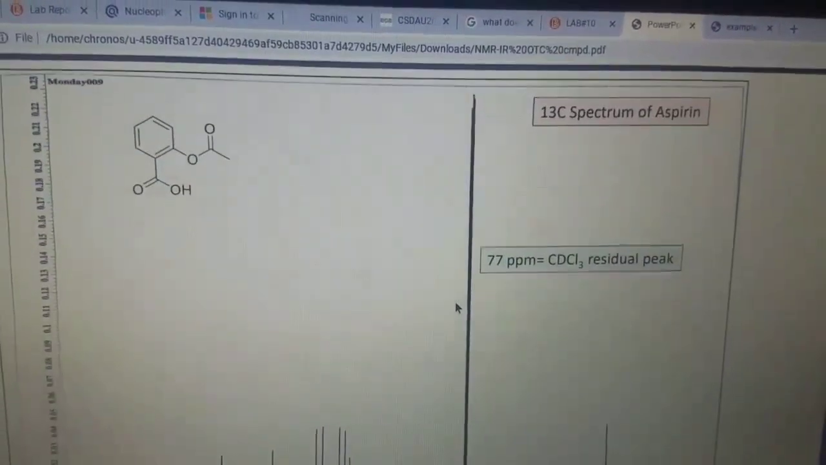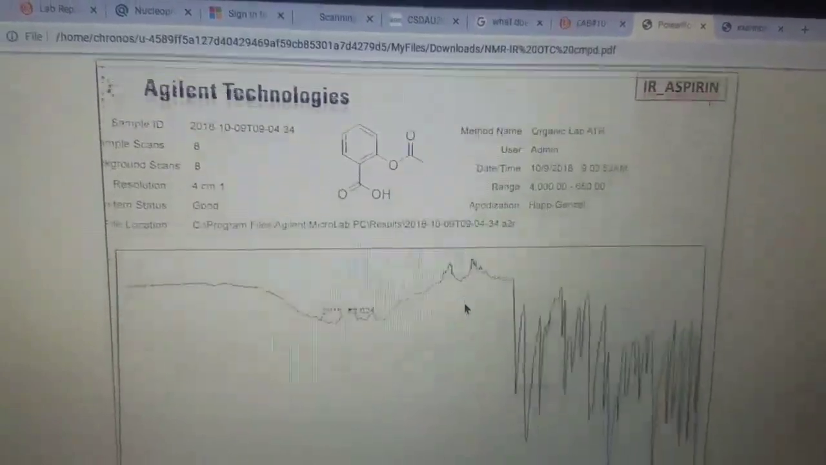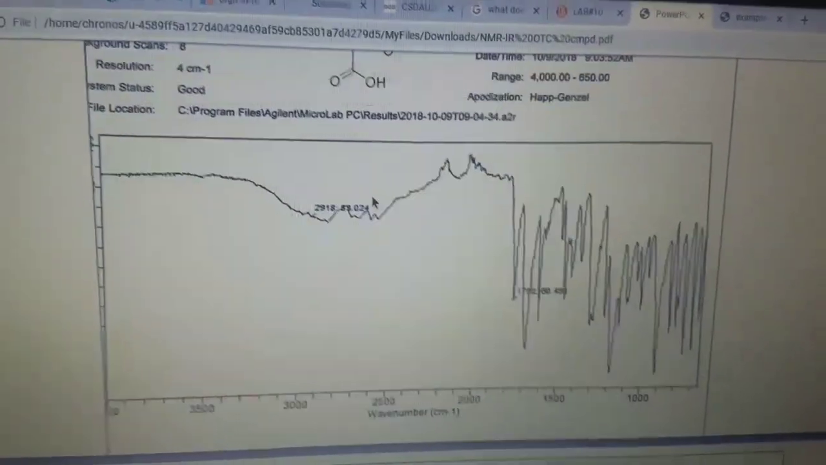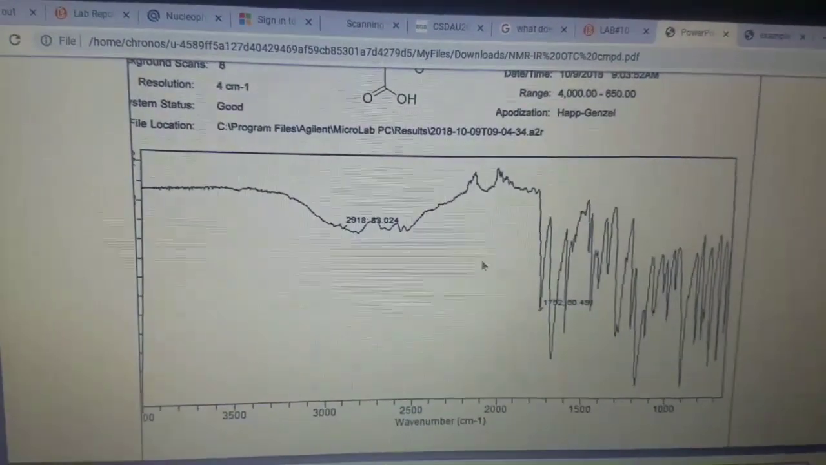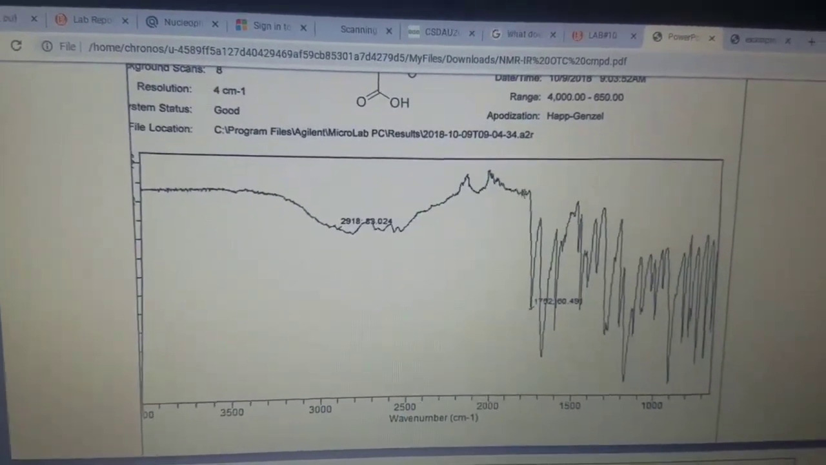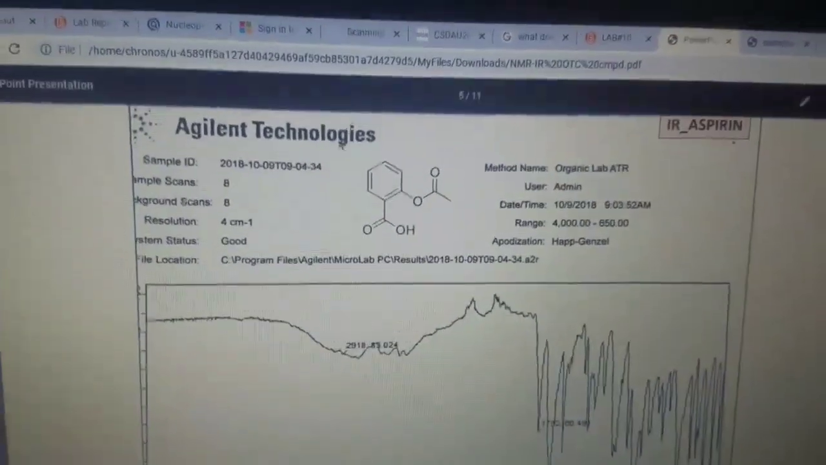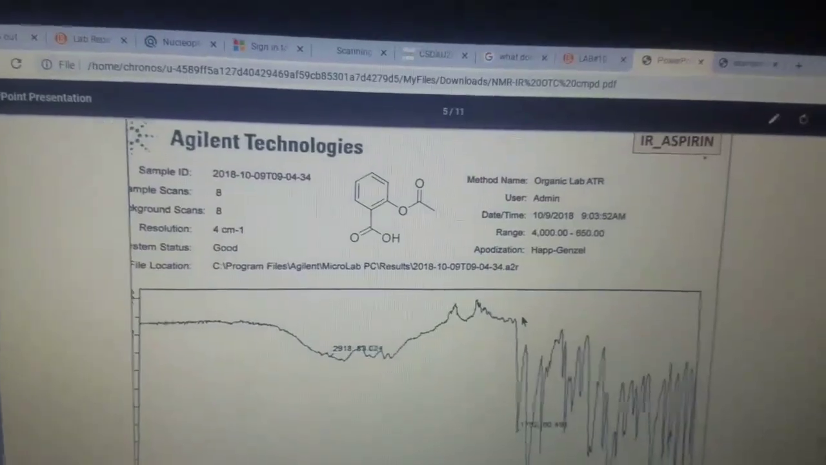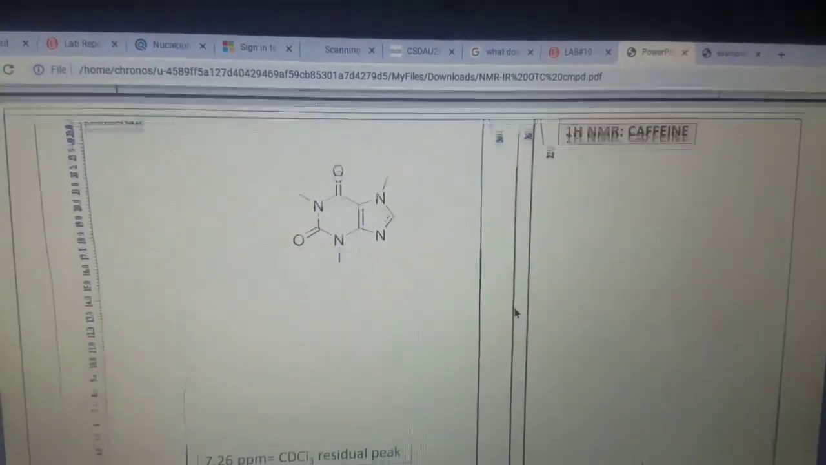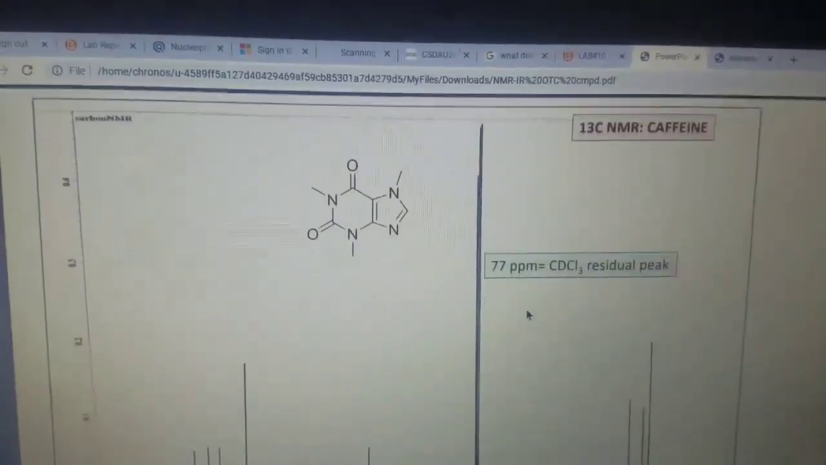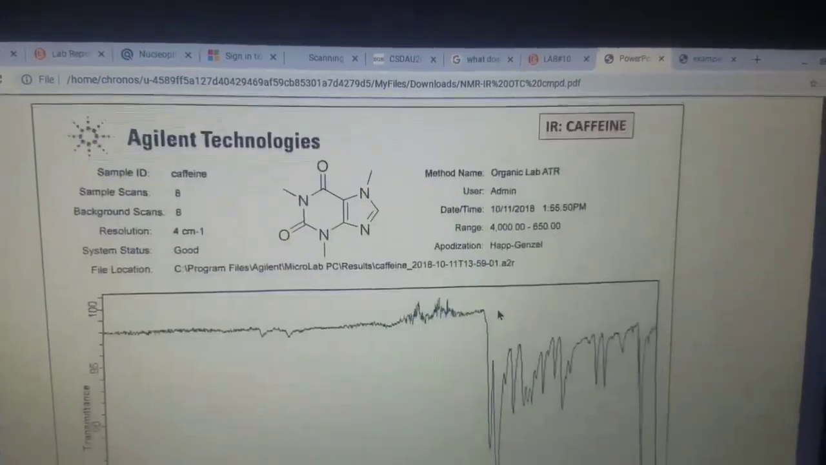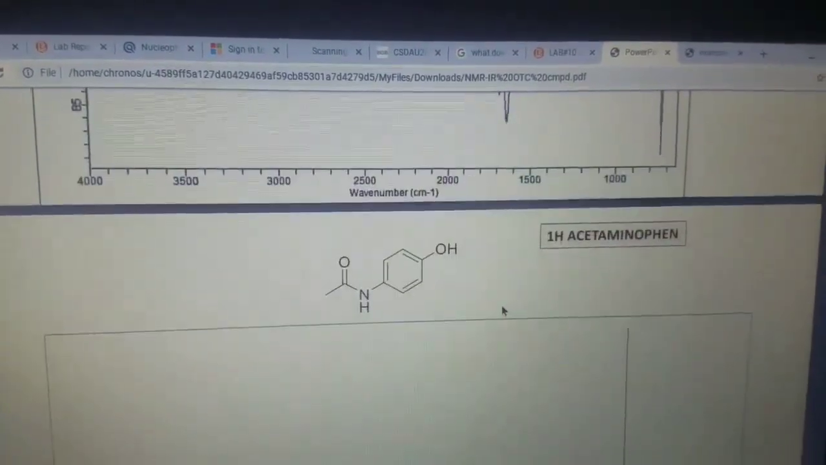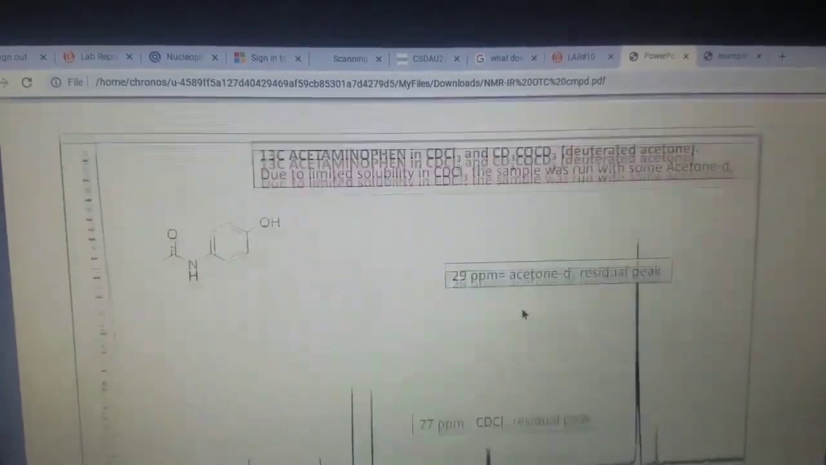Then you have carbon aspirin, and then we have IR aspirin. And so we're going to label one, I said at least 3 functional groups. So label this one, and then find another one that's similar to it. Because this one has lots of nice functional groups. Then you keep going, there's the caffeine proton NMR, and then we have the carbon NMR for caffeine, and the IR for caffeine. And then acetaminophen, we have proton, carbon, and IR.